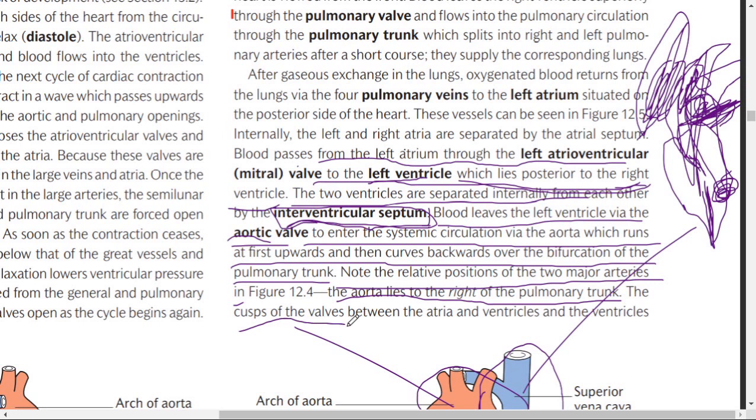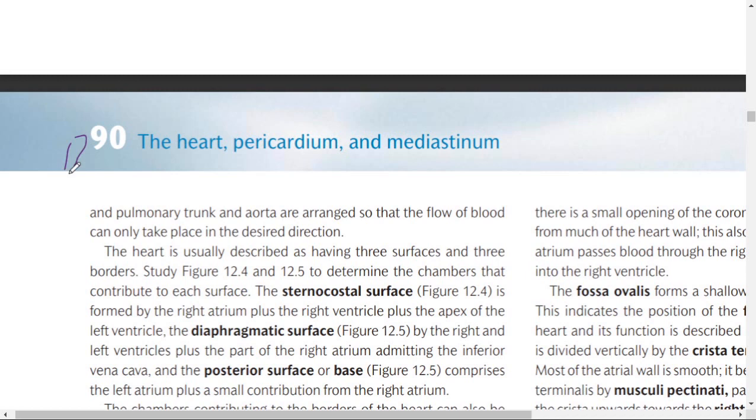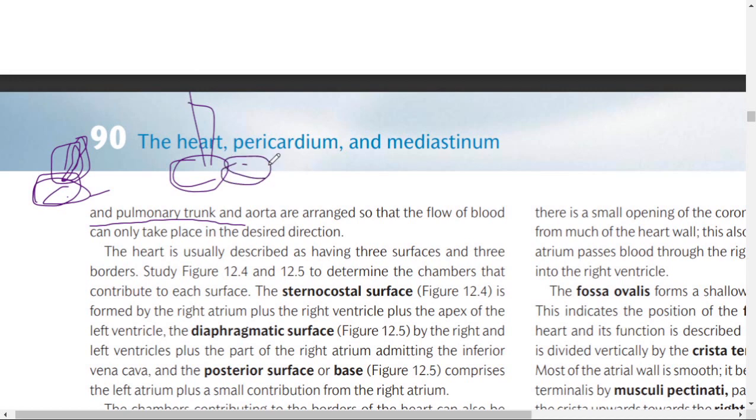The cusps of the valves between the atria and ventricles, here we can see atria, ventricles, and between the ventricles, pulmonary and aortic trunk. This is the ventricle and pulmonary trunk, and this is the ventricle and aortic trunk, arranged so that the flow of blood can only take place in the desired direction.